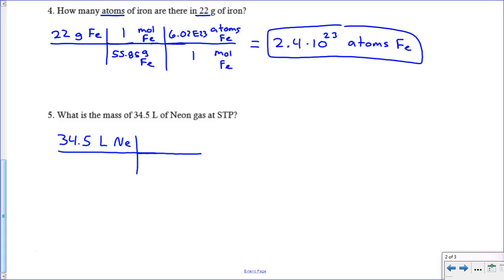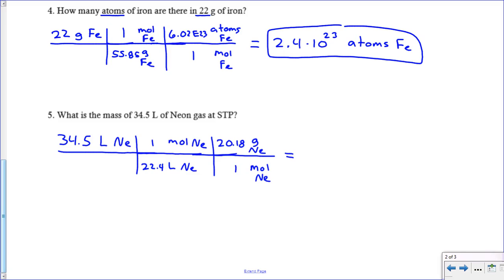Then, as I said, we're going from volume to moles first. So we've got liters of Ne to moles of Ne. And then after we get done with that, we want to go from moles of Ne to grams of Ne, which is the molar mass as our conversion factor. So liters to moles, the conversion factor, 22.4 liters in 1 mole. Going from moles to grams, we look at the periodic table and we find the molar mass of neon, and you should find that it is 20.18 grams in 1 mole.